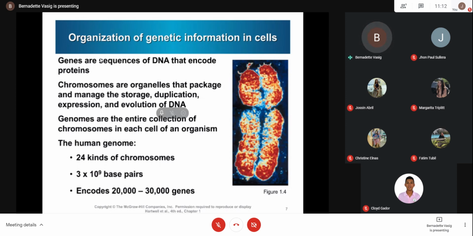Why is it 24 kinds of chromosomes? Remember, there are only 23 pairs in the case of the human genome. Why is it 24 kinds? Any idea? Yes, Triplet, you want to answer? It includes the sex chromosomes, ma'am, X and Y. Yes. Why is it 24 kinds?